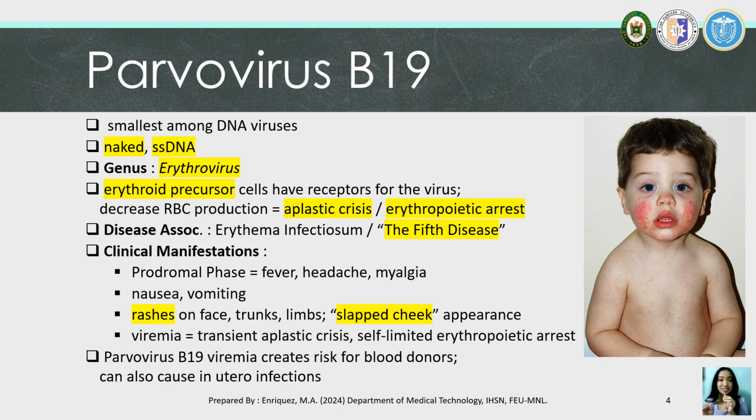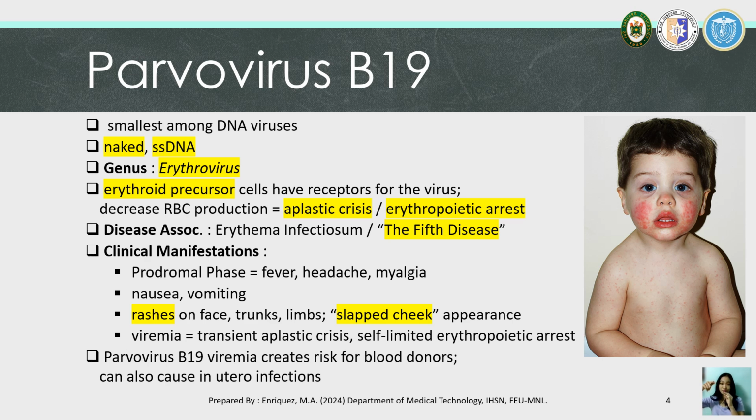Now, the smallest DNA viruses are under the family Parvoviridae, which are naked SS or single-stranded DNA viruses. There could be other members within this family, pero parvovirus B19 po, yung principal pathogen under the genus Erythrovirus. Okay, so the disease associated with this one is the fifth disease, otherwise referred to as erythema infectiosum.